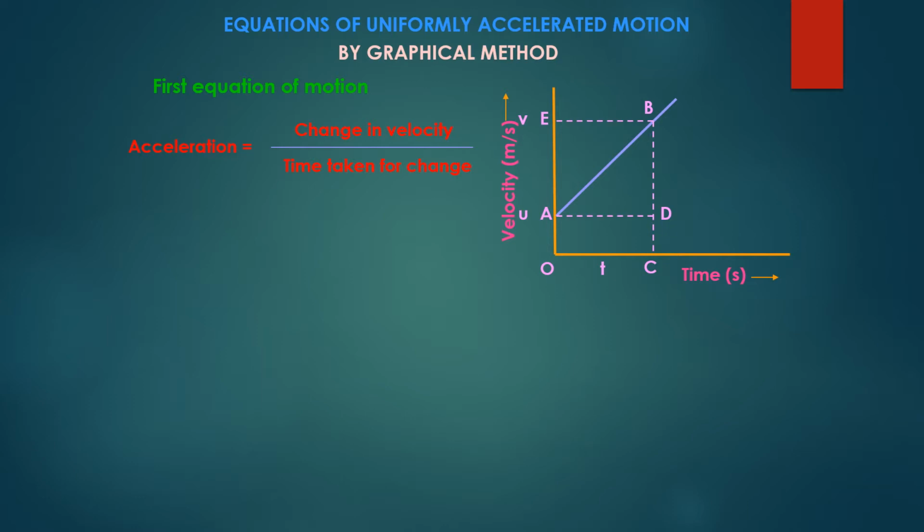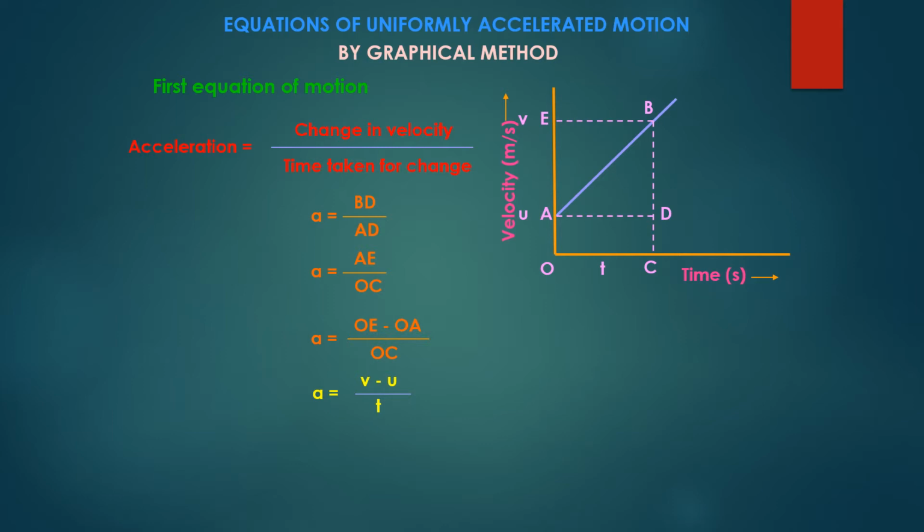Acceleration is change in velocity by time taken. You can write it as a is equal to BD by AD, which is the slope of the graph, giving you uniform acceleration. a can also be written as AE by OC. AE can be rewritten as OE minus OA.